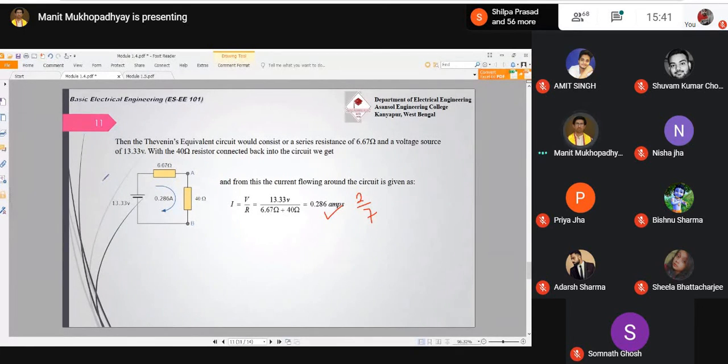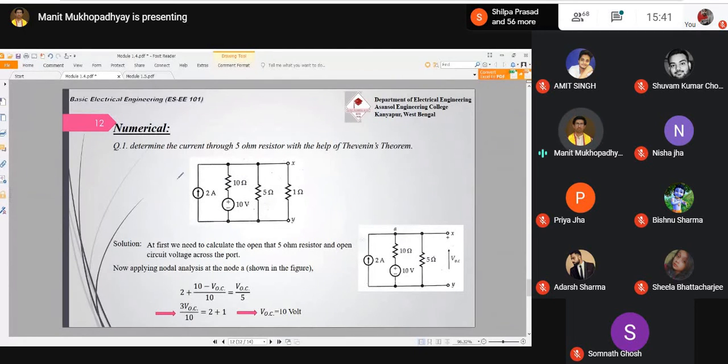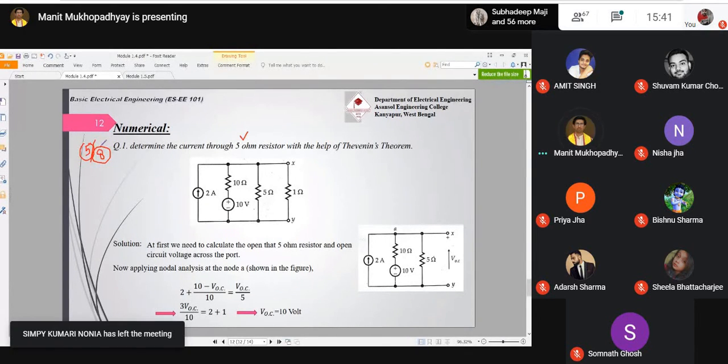Now let us solve one example based on the Thevenin theorem. We have only 10 minutes left, so do it fast. Determine the current through the 5 ohm resistor. In the exam, everyone remember this, this may be given for 5 marks or 8 marks. So try to redraw each circuit that I am showing you.